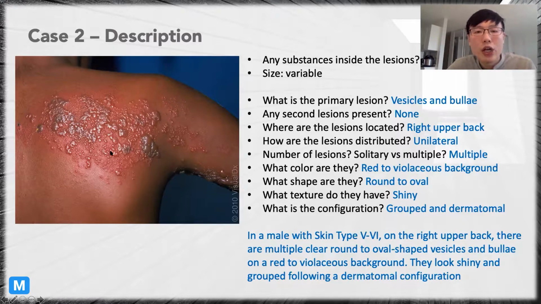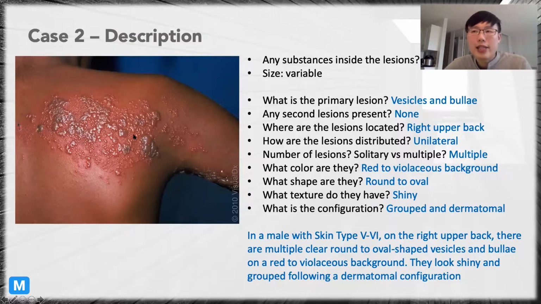And then the color, that's the thing I want to emphasize. This is more violaceous instead of red, because in patients with skin of color, the typical erythema can present with a violaceous hue instead of the classic erythema in patients with pale skin. And then shape, here it's round to oval.